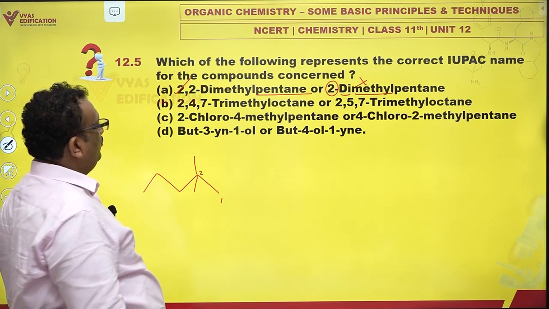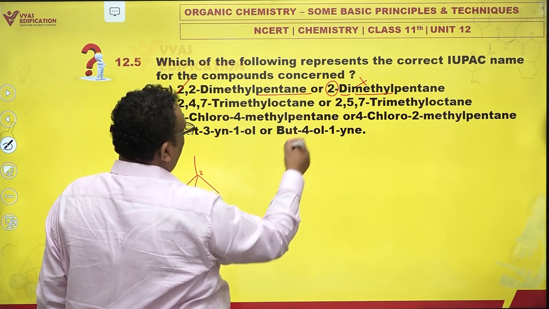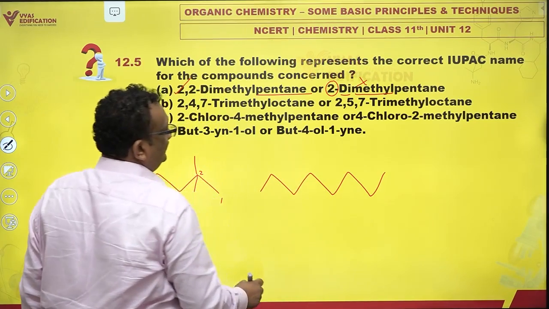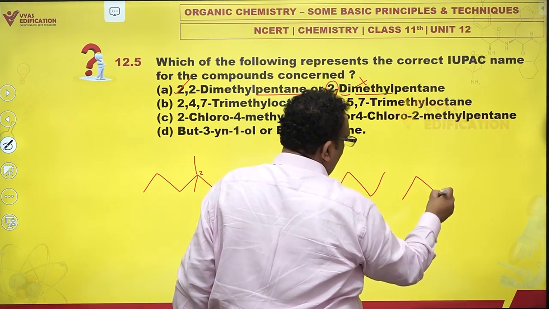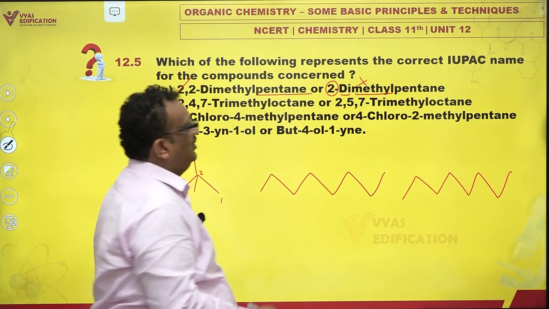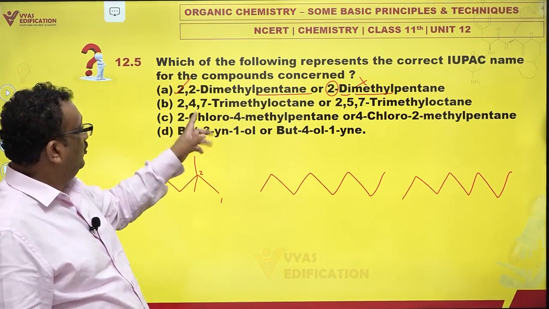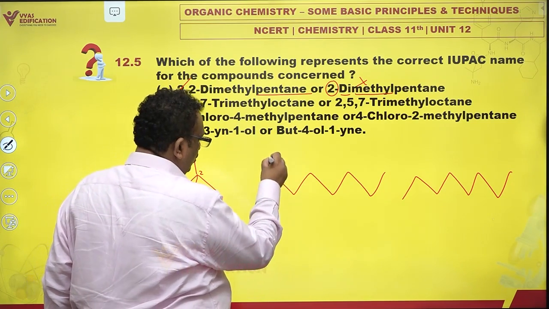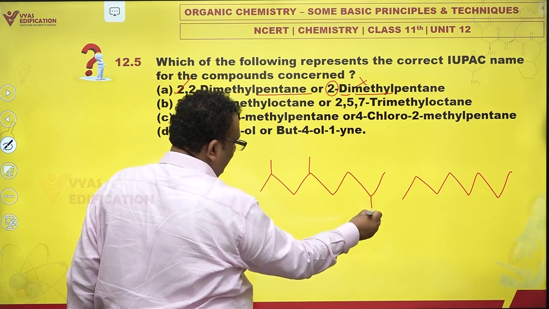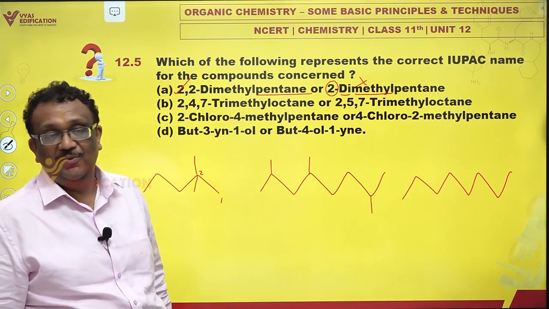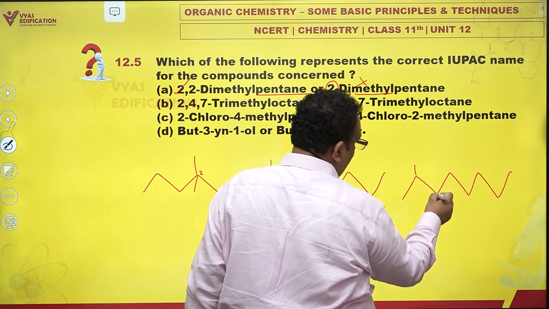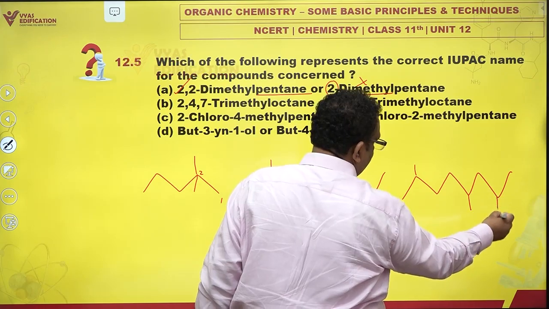Let's see. 2,4,7 trimethyl octane. 1, 2, 3, 4, 5, 6, 7, 8. This is octane. I'm drawing octane twice. 2,4,7 trimethyl. 2, 3, 4, 5, 6, 7. This is 2,4,7 trimethyl. And 1, 2, 3, 4, 5, 6, 7.